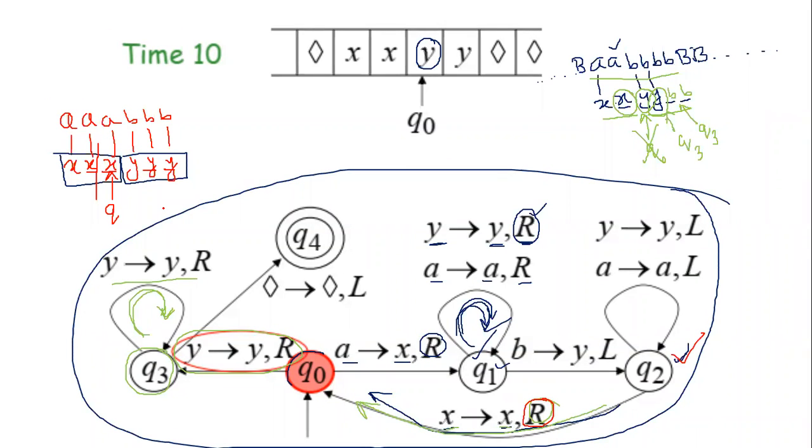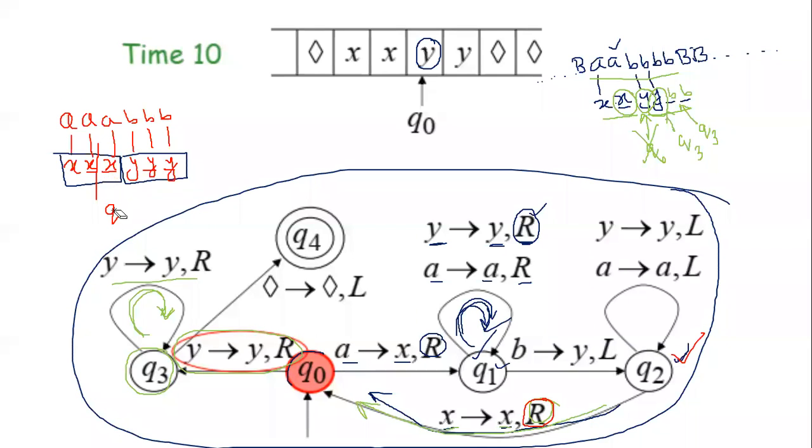What should be the state number? Q0. No, it is not Q0. You see, Q2.